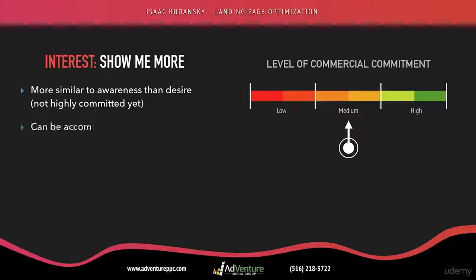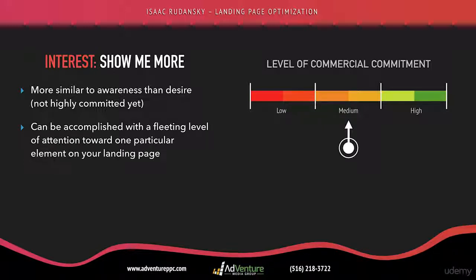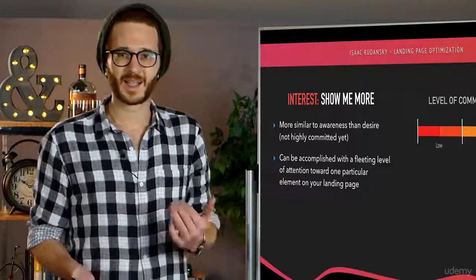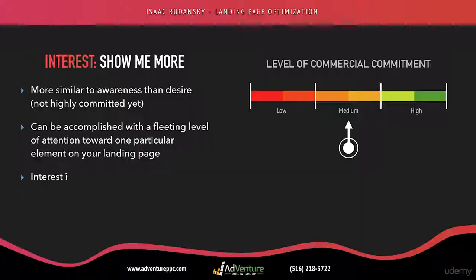People can get into the interest stage very quickly, right? We spoke about in one of the previous lectures that the buying funnel is much more complex than just those 4 stages. There's a lot of back and forth. There's a lot of nuances in the stages. And just a fleeting level of attention towards one of your products or services or towards a specific element on your landing page is enough to get somebody actually interested and kind of geared up about what you sell.